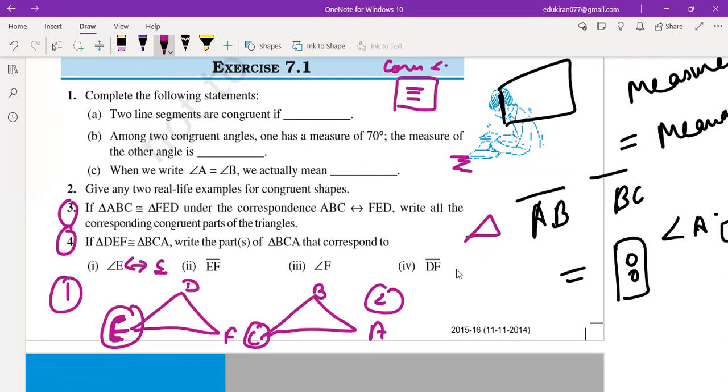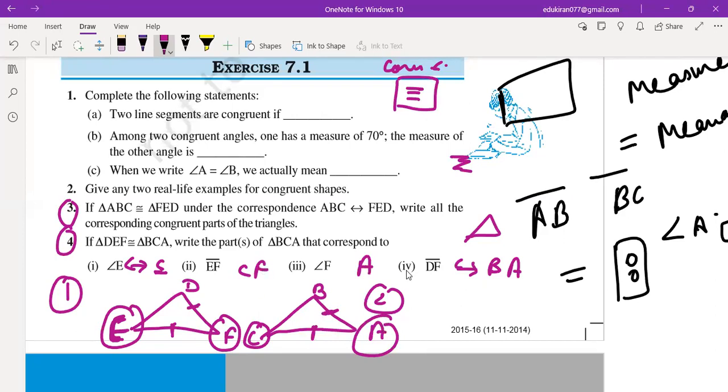BF is equal to, corresponds to BA, right? Because this side would be equal to this side only, na? Angle F would be equal to angle A. And EF, this side, would be equal to this CF.